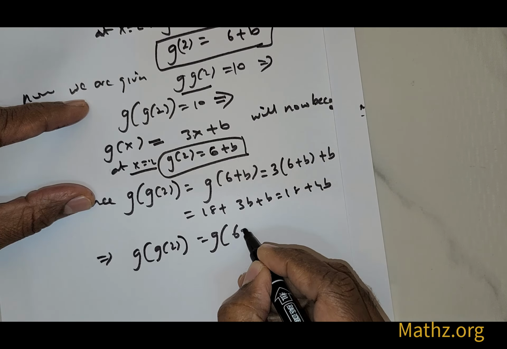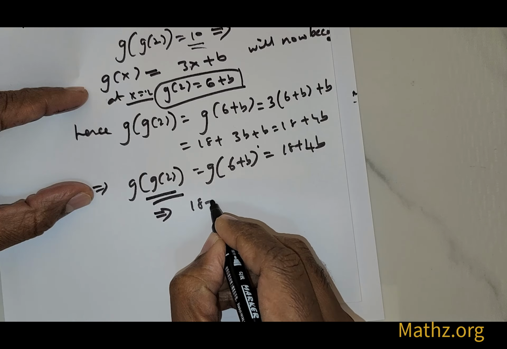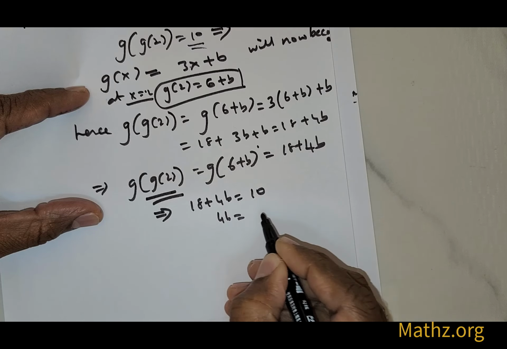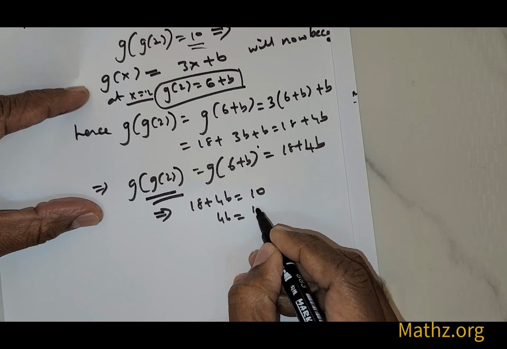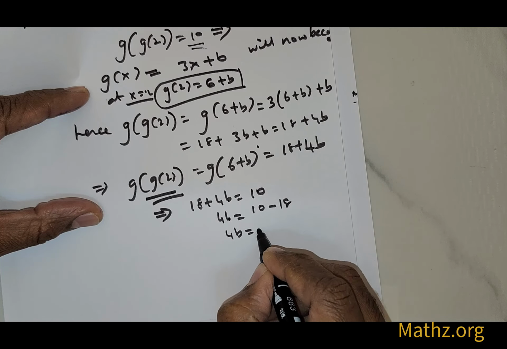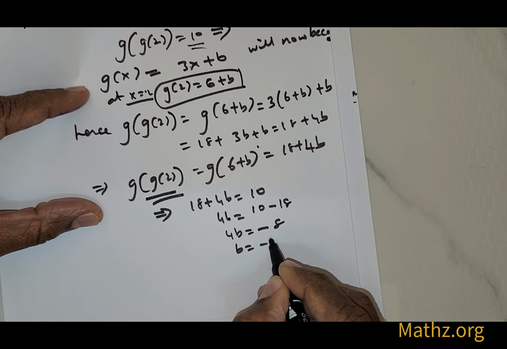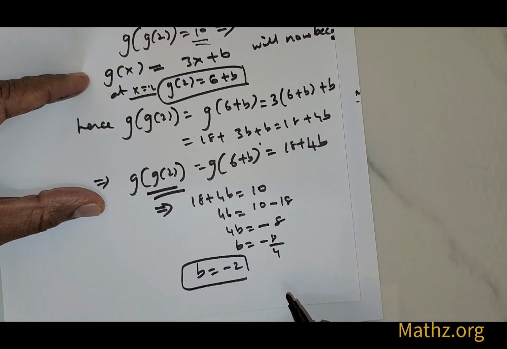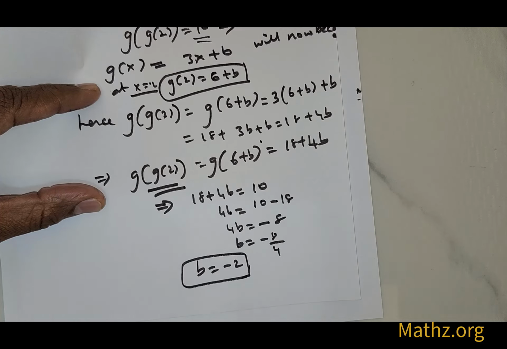But what is this? This is given to be g of 10, right? So this in turn would mean 18 positive 4b is equal to 10. So 4b is equal to 10 negative 18, so 4b is equal to negative 8. So b is equal to negative 8 over 4, which means negative 2. So the value of b is negative 2.